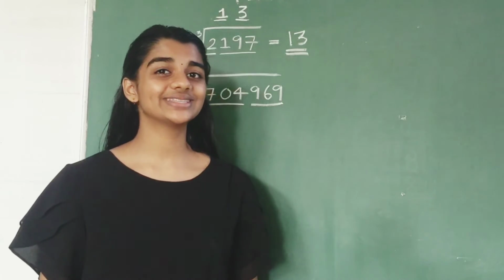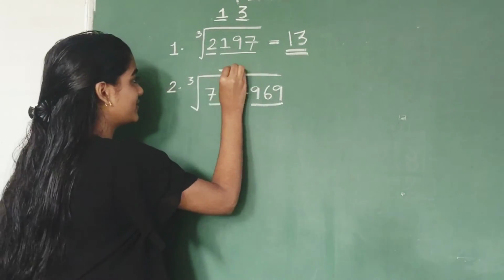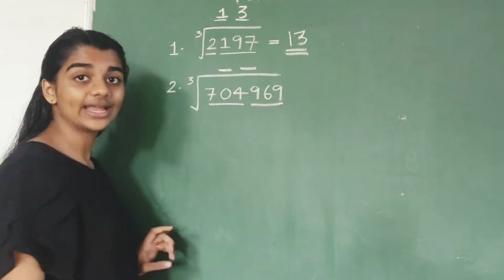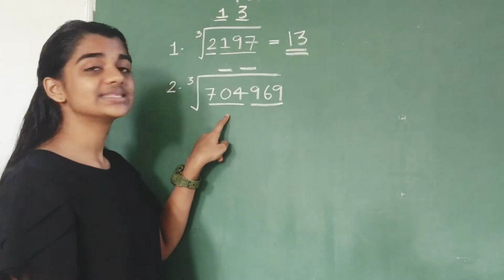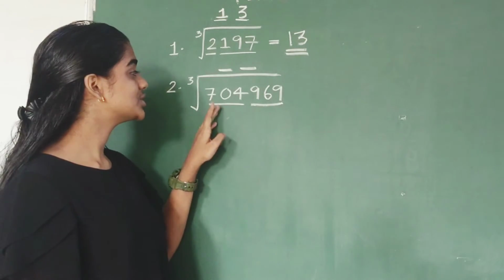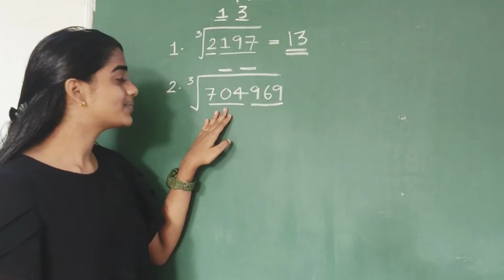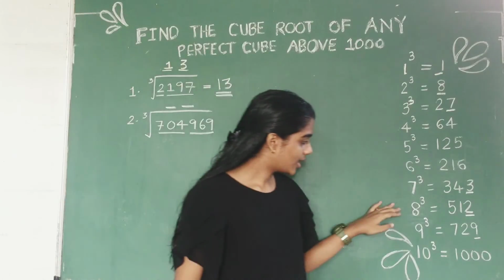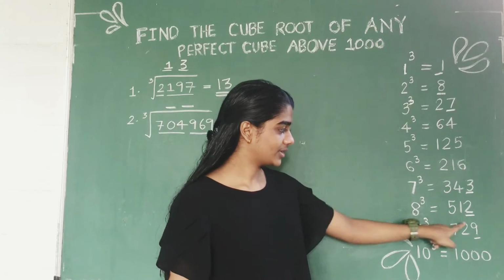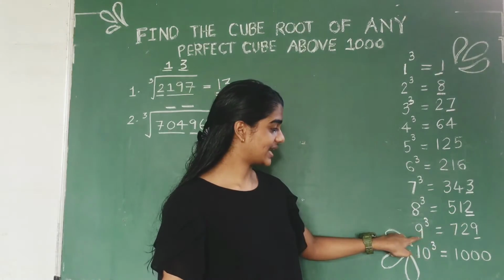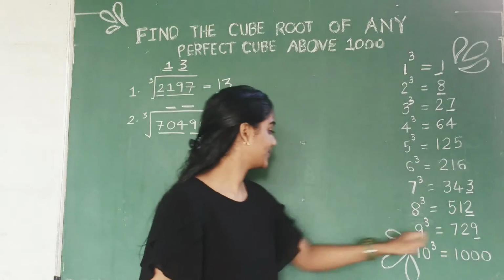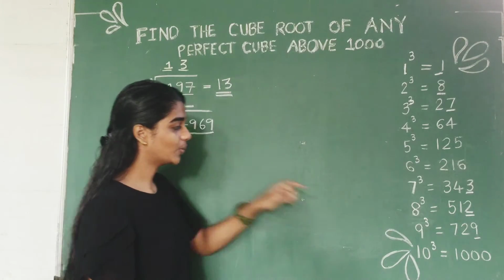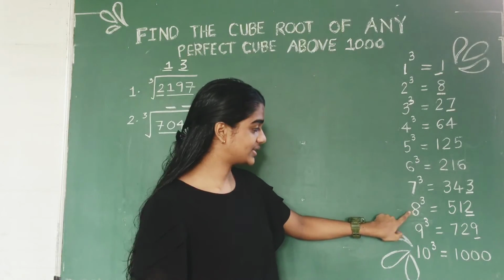Now what is the thing that you need to do? You need to fill these 2 digits. And how do we fill it? Let's see. 704. Which is the least perfect cube before 704? Let's see. What is 8 cube? 512. What is 9 cube? 729. So this number 704 comes between them. So we take the number as 8.